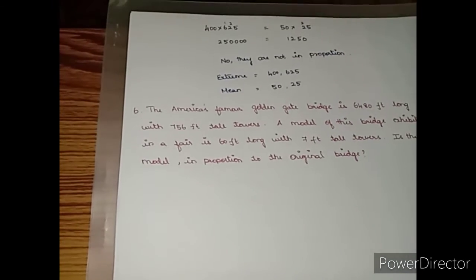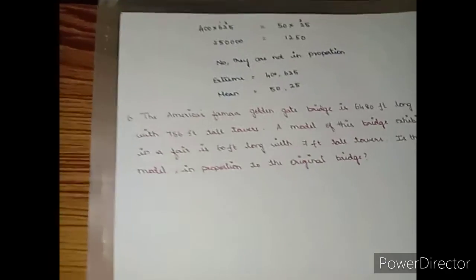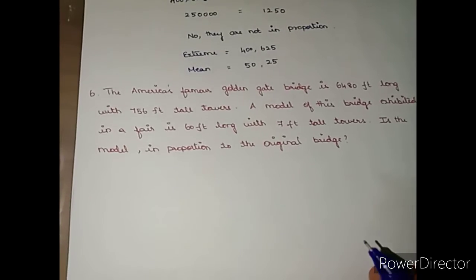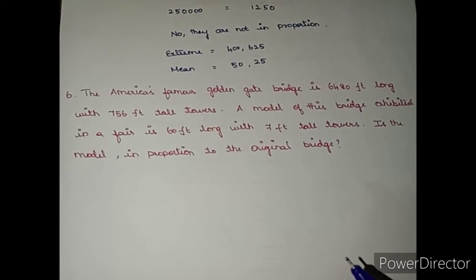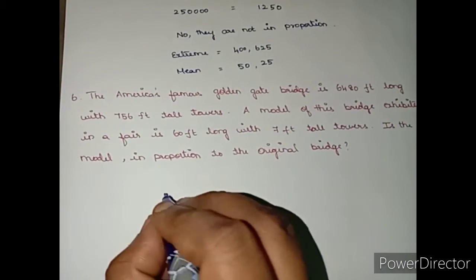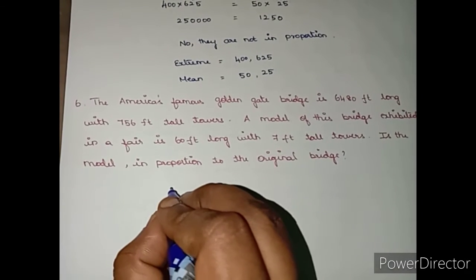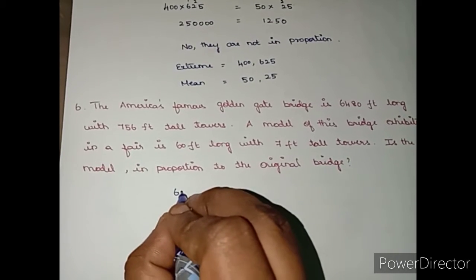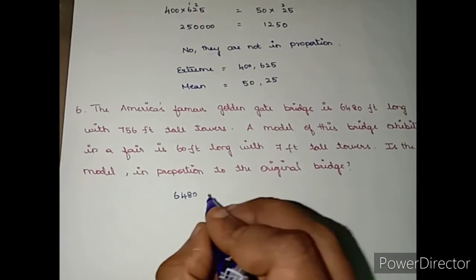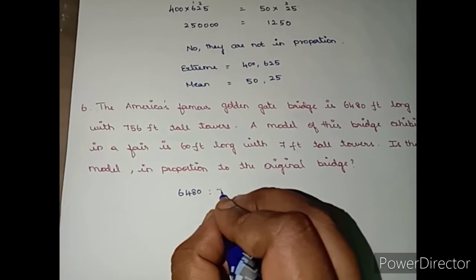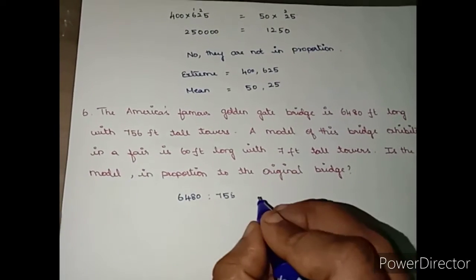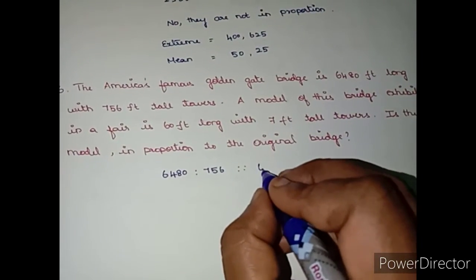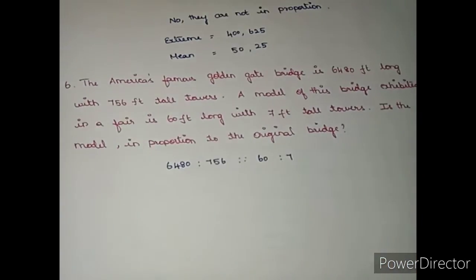So we are going to find the proportion with the original bridge and the model of the bridge. So what is the first step? Yes, we are going to write it in proportion. So now what is the original bridge? Length is 6,480 is to 756 feet, which should be proportional to 60 feet is to 7 feet.